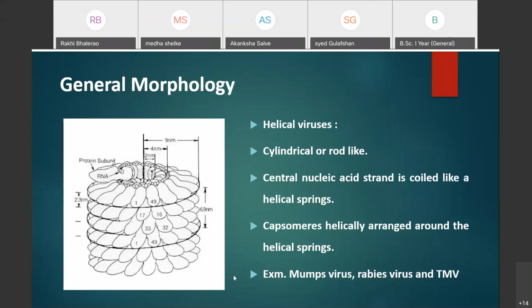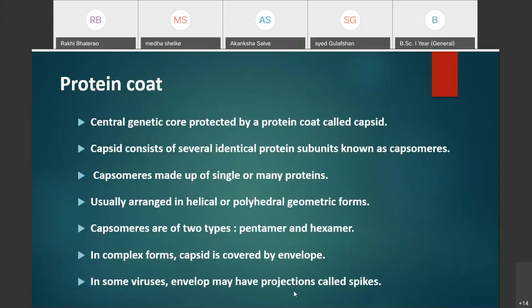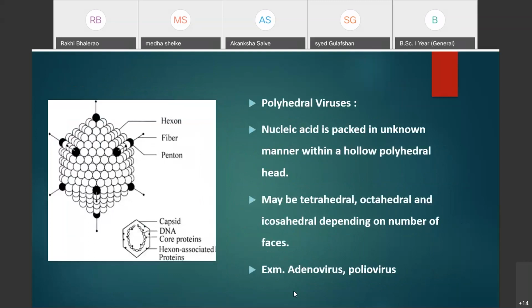Okay, for example, you can see the mumps virus, rabies virus and tobacco mosaic virus. These are the helical viruses. Examples of the helical viruses: mumps virus, rabies virus, and tobacco mosaic virus. Okay, then the second morphological form is the polyhedral viruses.